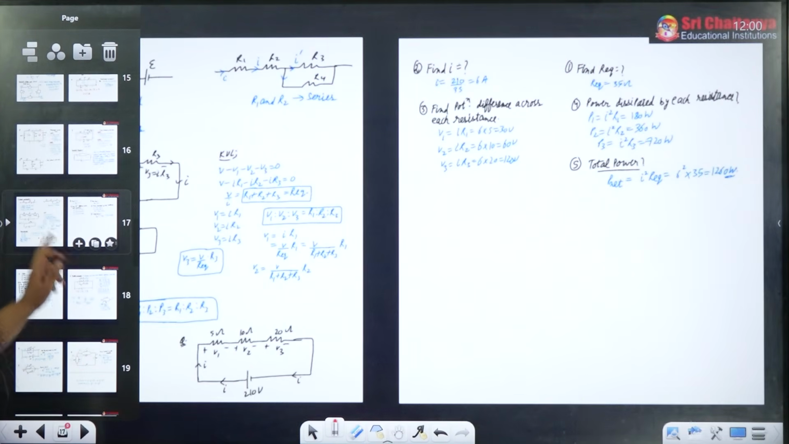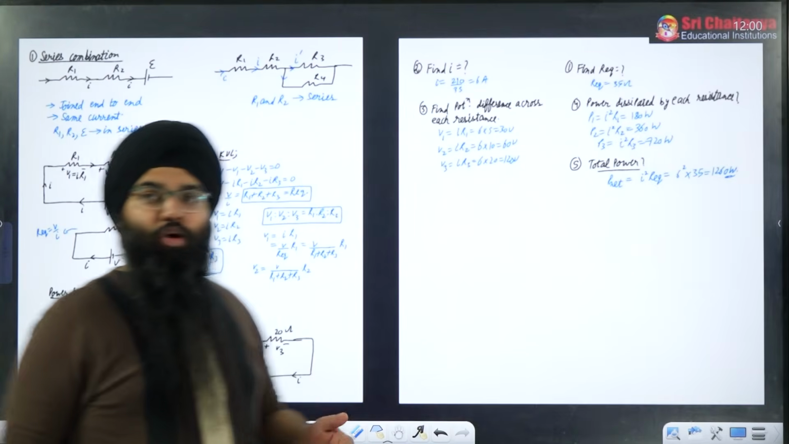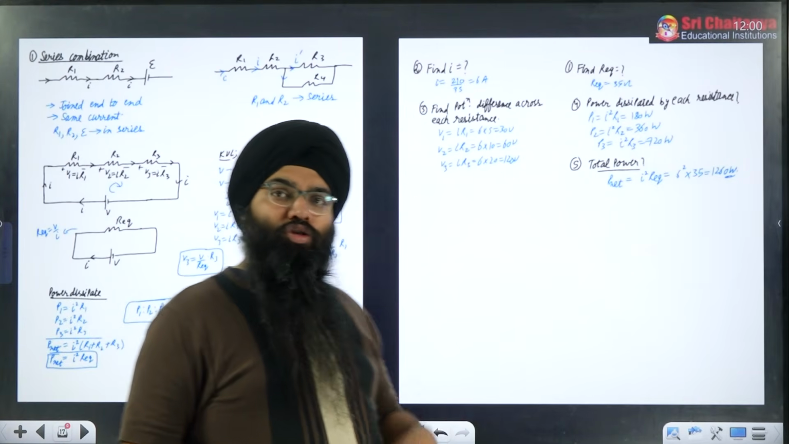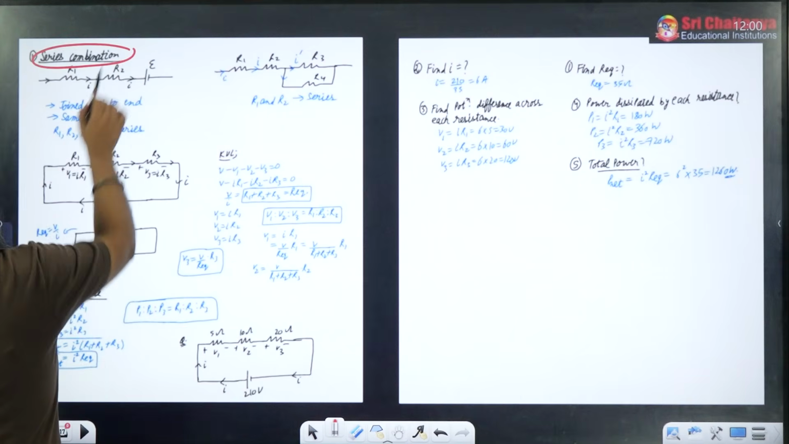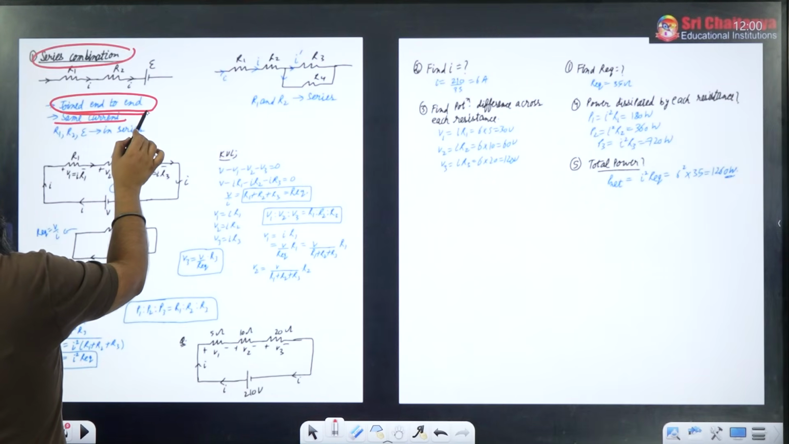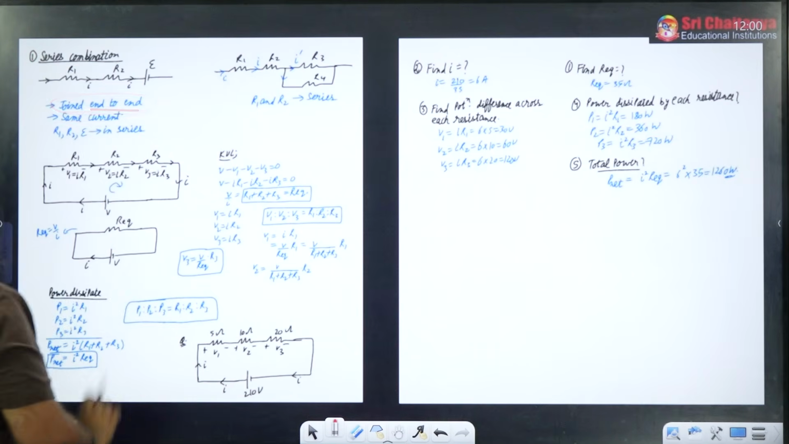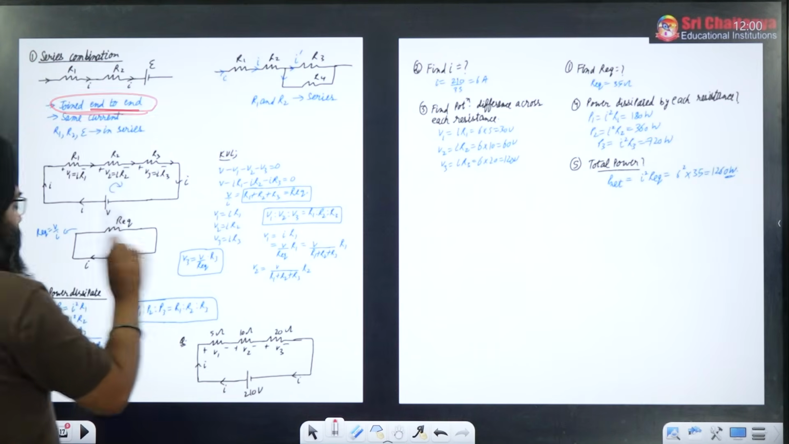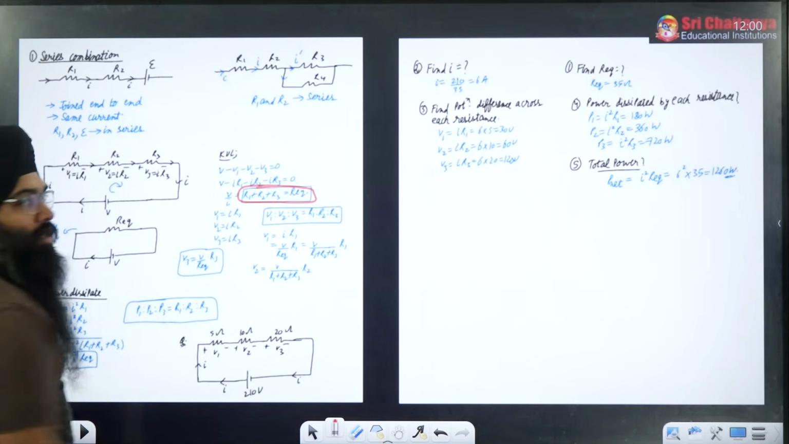Now let us go to the next concept, series and parallel combination. I already told you this somewhat in the case of capacitors, so let me quickly revise it here. In a series combination, the current remains the same and the resistors are joined end to end. Then we call this combination series. In series combination, R equivalent is equal to R1 plus R2 plus R3.